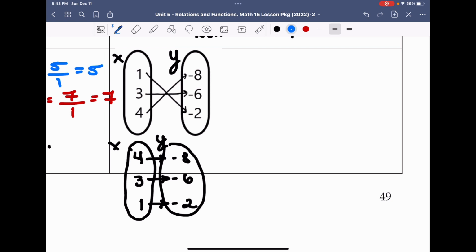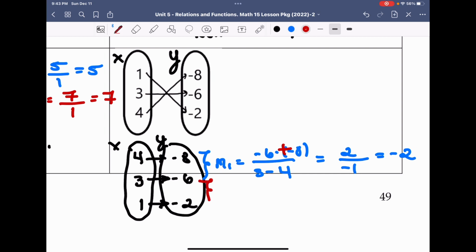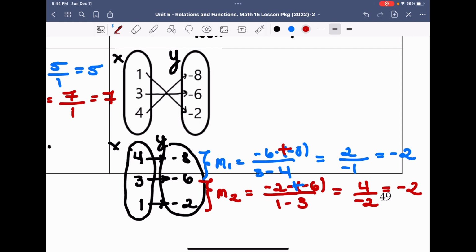We need to do our slope calculations. So m1 is equal to negative 6 minus a negative 8 over 3 minus 4. The double negative becomes a positive, so I get, for this numerator, 2 over negative 1, or negative 2. Then I want to do the slope calculation for the second two. m2 is equal to negative 2 minus a negative 6, which is the change in y, over 1 minus 3, which is the change in x. Yet again, the double negative becomes a positive, and thus I get 4 over negative 2, which is equal to negative 2. I see that the slopes are the same.